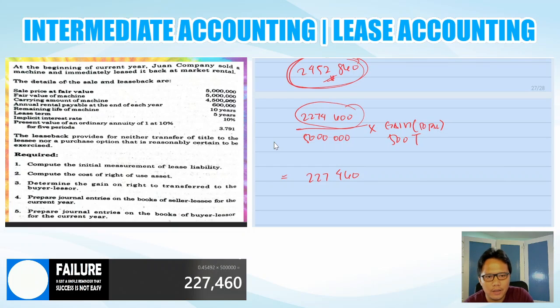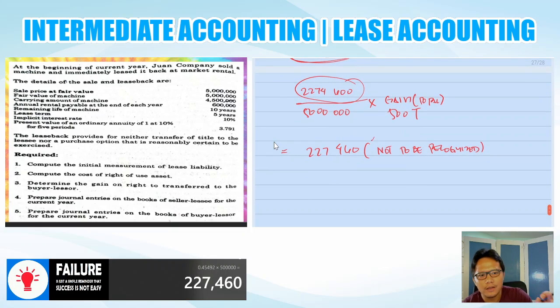Now, this amount, what numerator did we use? Isn't it the lease liability? This pertains to the gain applicable to your right of use asset, which means this is not to be recognized. Because it was retained, or although sold, it was subsequently recognized back as an asset under right of use asset. So it was not sold. This is not to be recognized as gain.